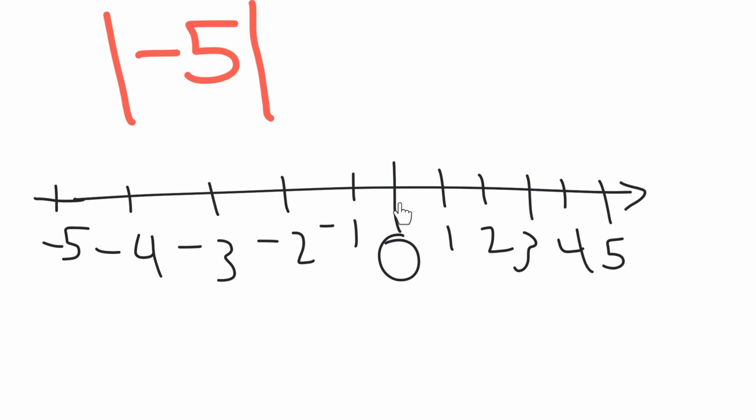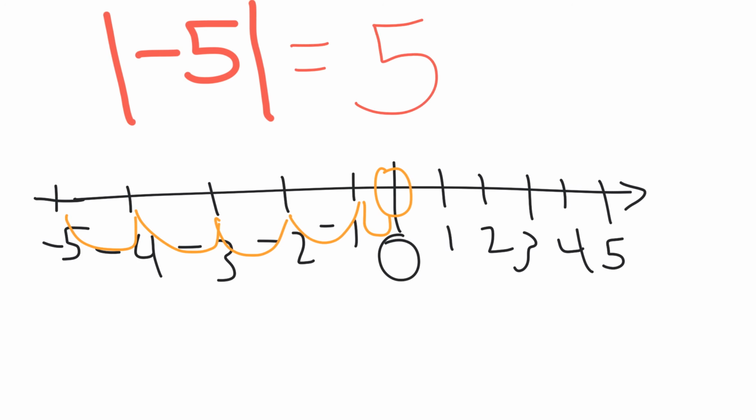We do the same thing that we did on the basketball example, or the hoop example, the rim. We start at 0. We'll start at 0, and we will count all the way to negative 5 and see how many units we count. So here we are at 0. We got 1, 2, 3, 4, 5. So the absolute value of negative 5 is 5. That's your answer. Okay?